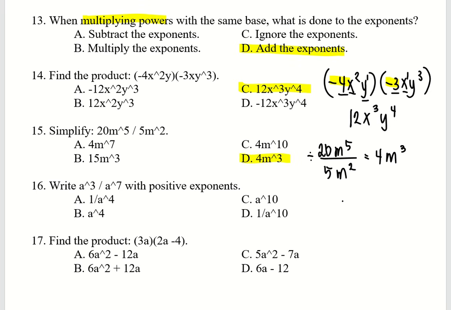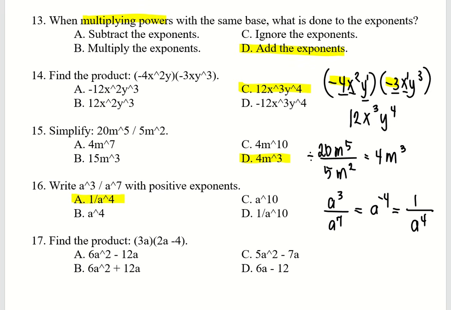16. A cubed over a raised to the 7 with positive exponent. So 3 minus 7, that will be negative 4. So para maging positive, ilagay nyo lang sa denominator or its reciprocal. 1 over a to the 4th.